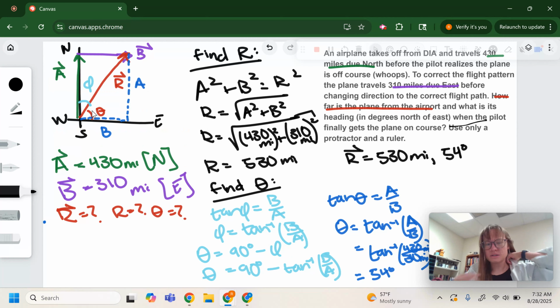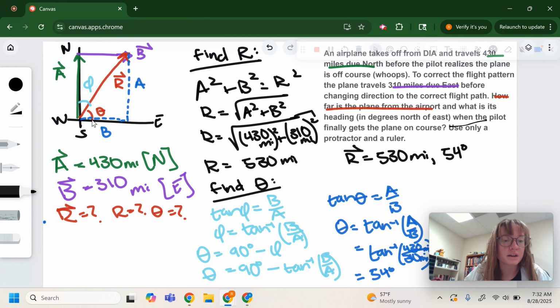A lot of students ask, wait a second, Miss Wilson, why did you choose that angle for your theta and not this other? Why don't you just use phi instead of theta? Well, because it asks for the heading in degrees north of east. That tells us exactly which angle we're going to pay attention to. North of east means that you start on the east axis and start heading up north from the east axis until you run into your vector. That carves out this angle right here.